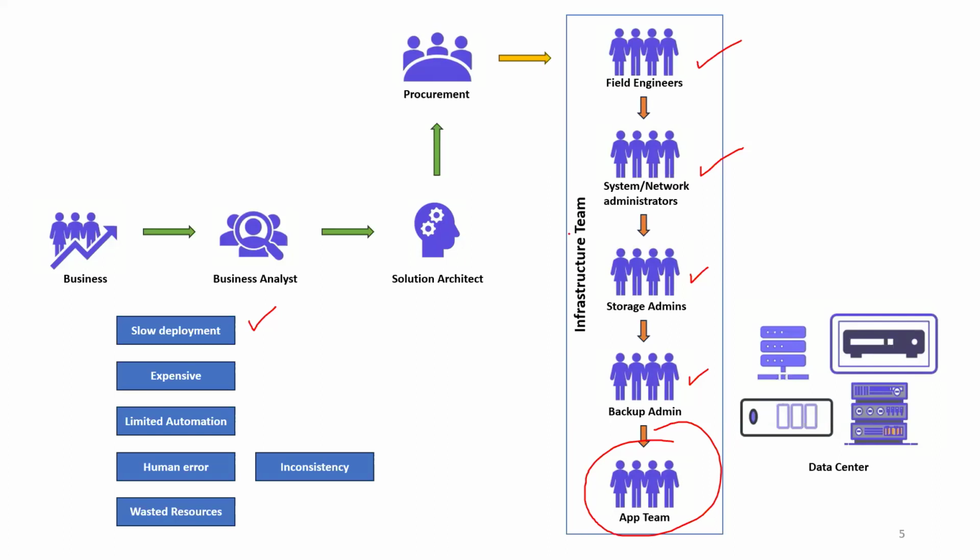So this is how the traditional working model is a slow working model, a slow deployment model, and it is very expensive, and it has limited automation. Chances of human error are there. It leads to inconsistency in the environment and wasted resources. So this is how the traditional working model has plenty of challenges. So that's where the companies are looking for one more alternative solution.